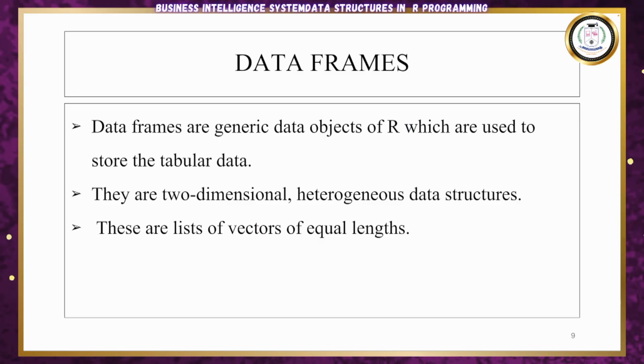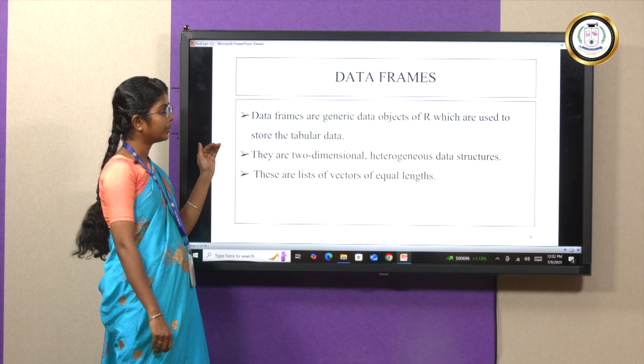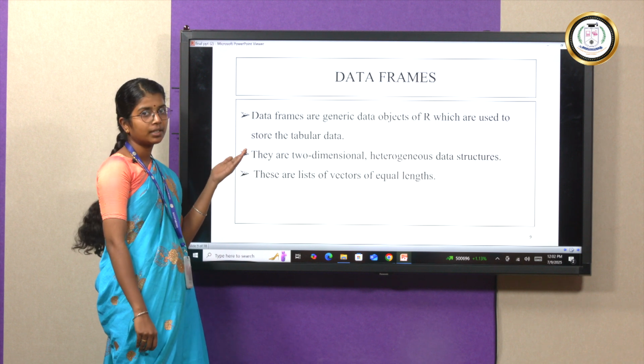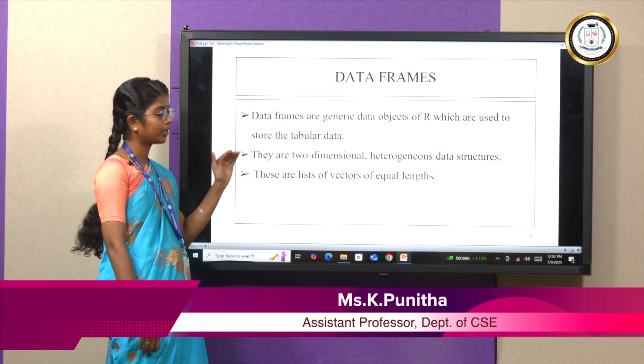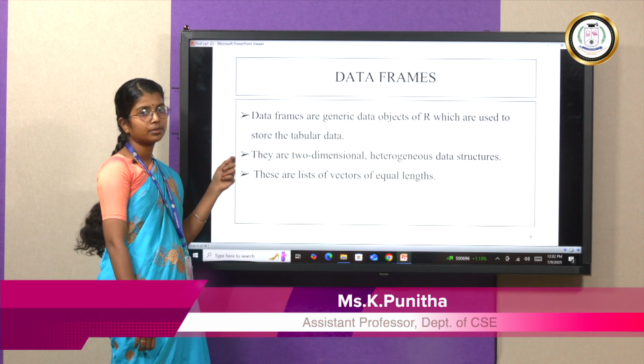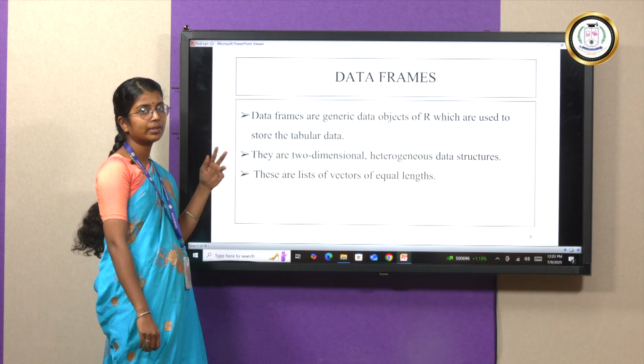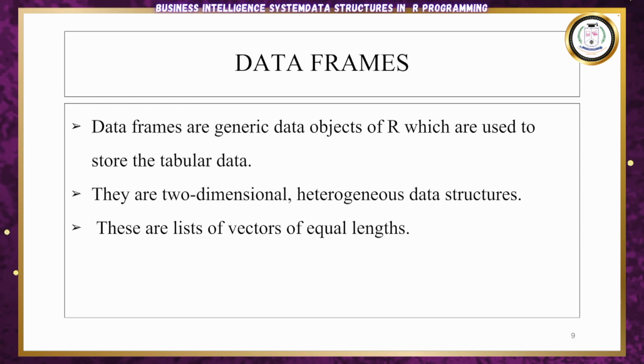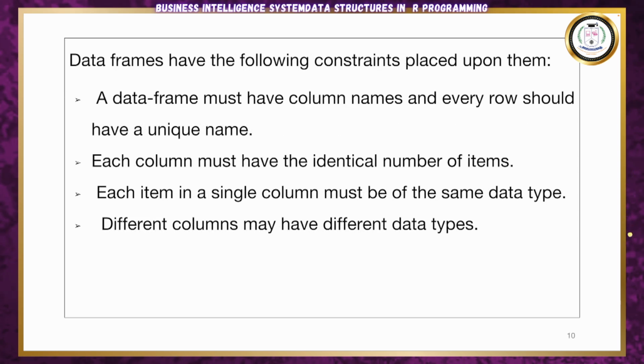And your third one is data frames. A data frame is created by using the data.frame function. That is, we'll be storing the data in tabular form. It is a two-dimensional data structure, and it is heterogeneous. That is, we'll be having different elements, and the vectors we have will be of equal length. And for data frames, we have some certain conditions.